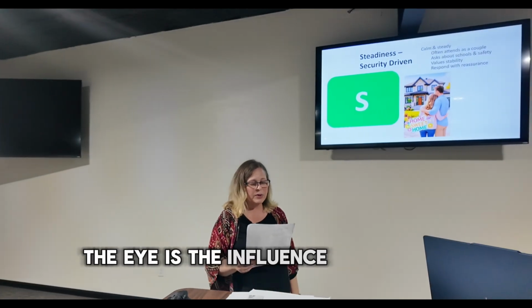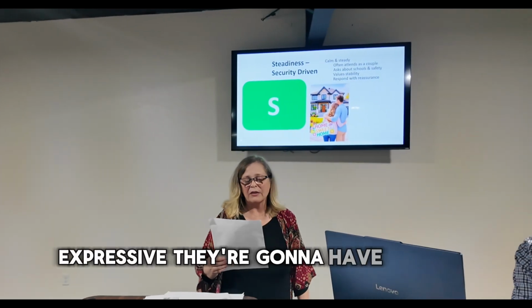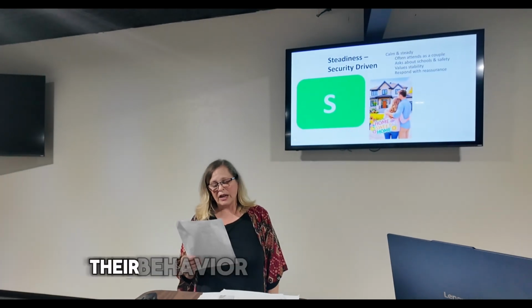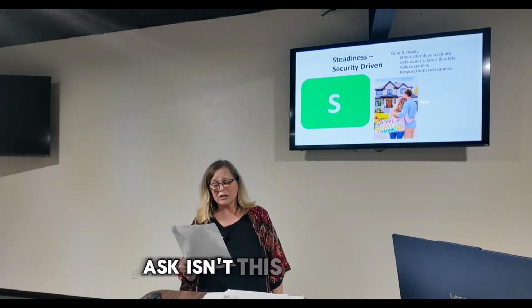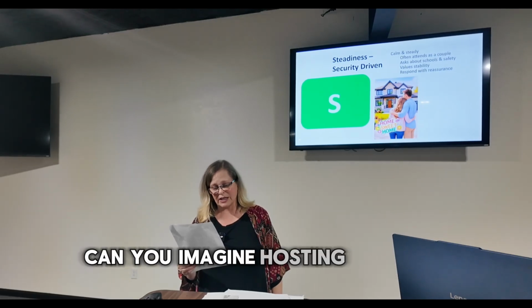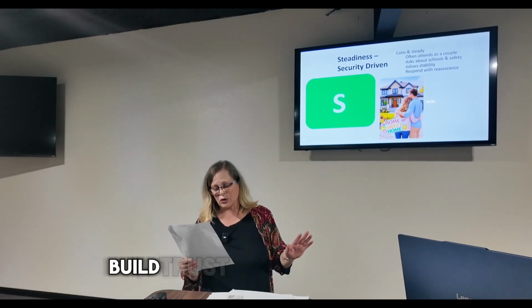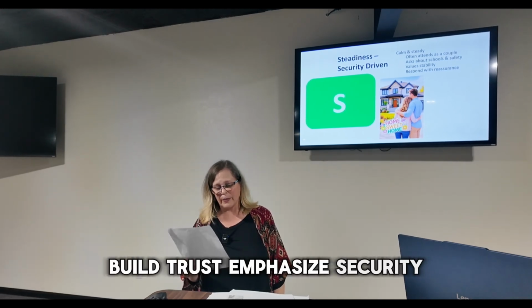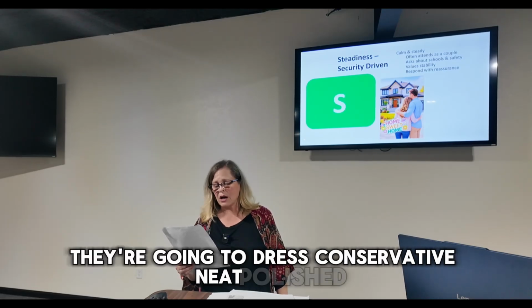The I is the influence, so they're going to dress colorfully, trendy, expressive. They're going to have lots of accessories. Their behavior is social, energetic, visualizing entertainment. Ask, isn't this gorgeous? Can you imagine hosting? is what I would ask them. Respond, you slow down with the S's. Build trust, emphasize security. And again, the C, they're going to dress conservative, neat, polished.